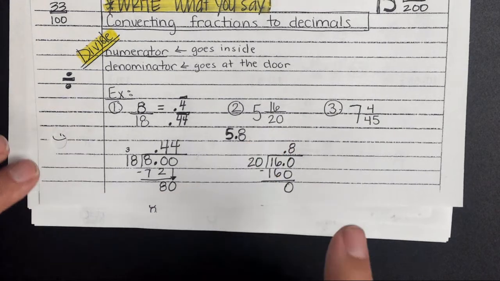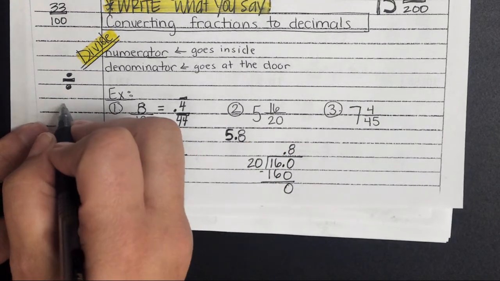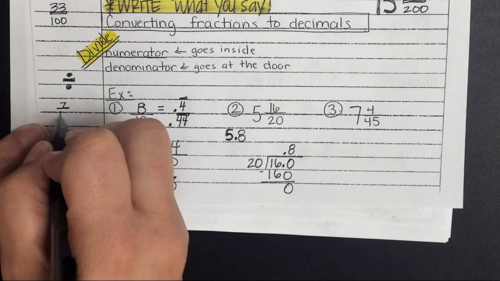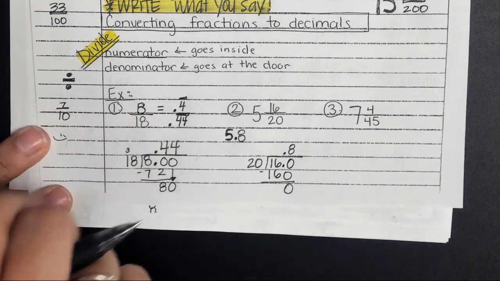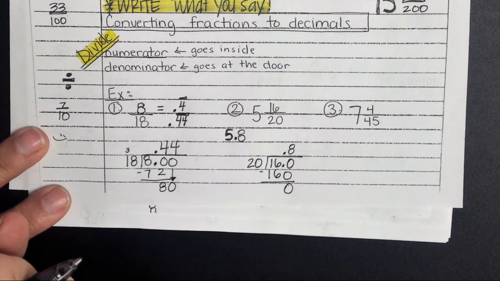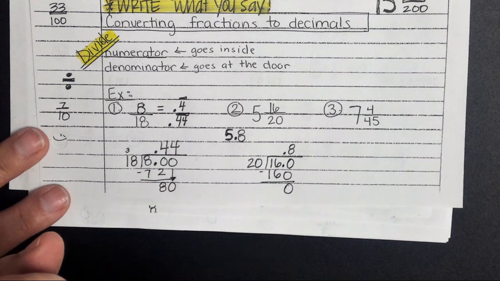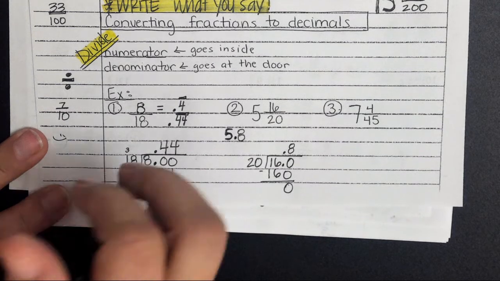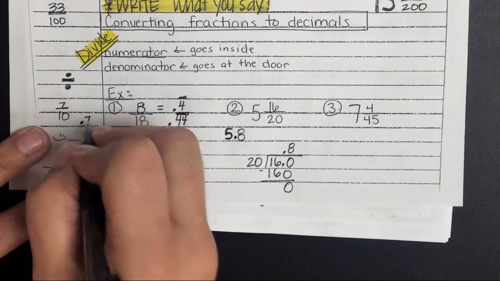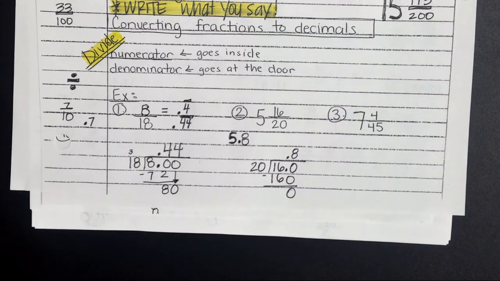So if I had 8/10 as a fraction, just like, let's say, I have 7/10 as a fraction, do I have to divide those to change it to a decimal? No. What do I do? 7. I just write 7/10. So if you happen to have a denominator that is 10, 100, 1,000, you don't even have to divide. You just write it as a decimal.